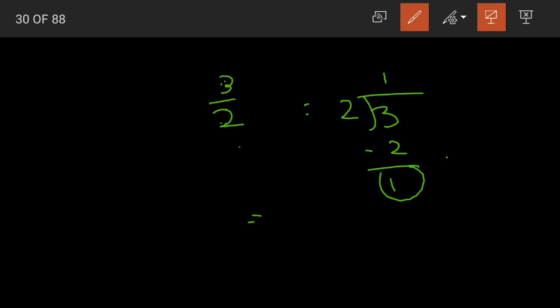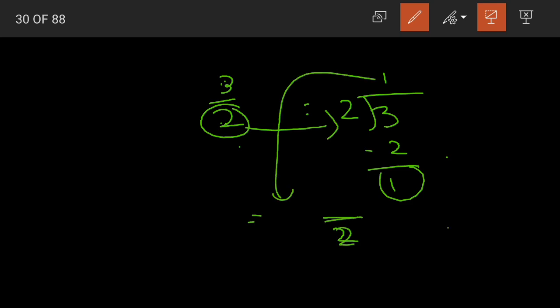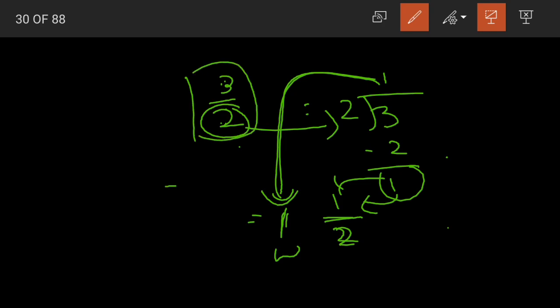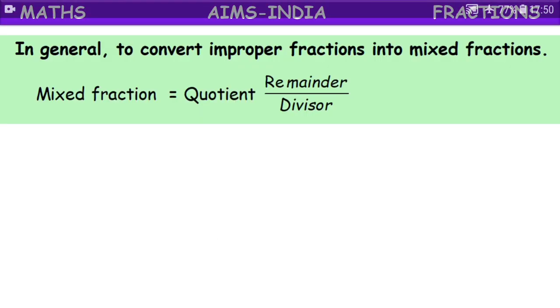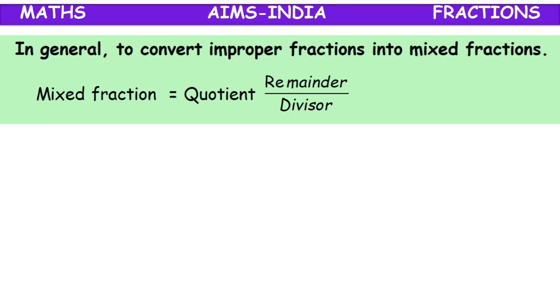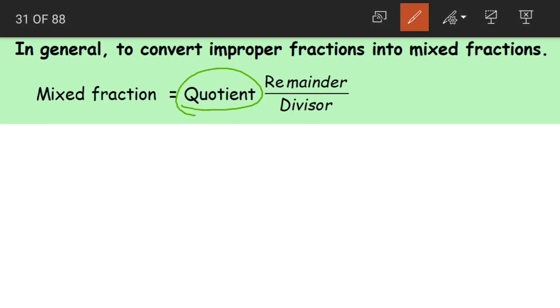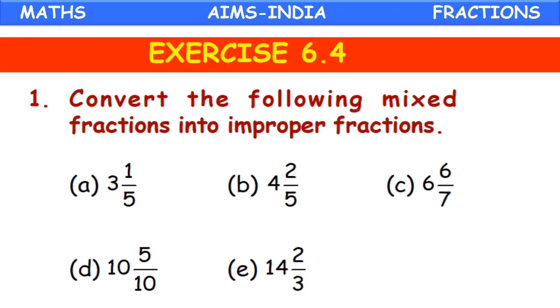Now how should we write the fraction from this? See here, 2 is the denominator, right? That is our divisor. Keep it as it is. The whole number becomes the quotient and the remainder becomes our numerator. Understood, children? The whole number becomes the quotient and the remainder becomes our numerator. So 3 by 2 converted into a mixed fraction is 1 1 by 2. See, in general, we write the quotient as the whole number, the remainder becomes the numerator and the divisor becomes our denominator.